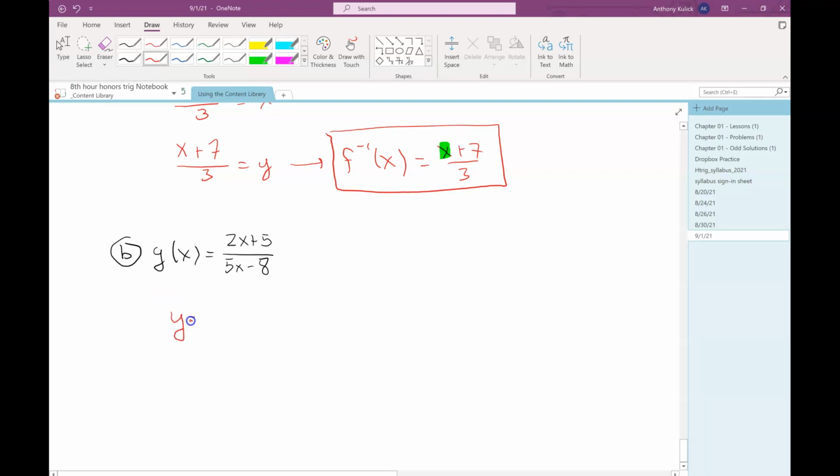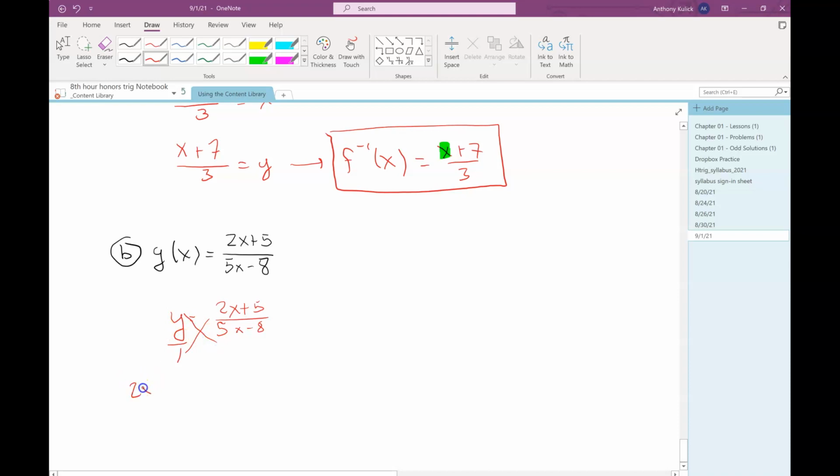I'm going to replace my function notation with y equals. And now I'm going to try to get the x by itself. Notice I have two different x's, so at some point I'm going to have to combine these together into a single x somehow. That's okay. We don't know how to do that right away, maybe from looking at it, but we'll get there. My suggestion for you in a problem like this would be to get rid of the fraction as our first step. So I'd cross multiply.